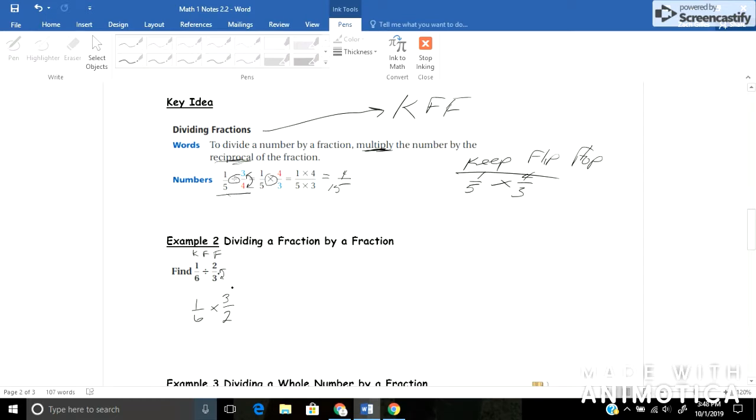And now it's just like last section for multiplying fractions. All you need to do is multiply the numerators, so this would give you 3, and multiply the denominators, which would give you 12. And I see that 3 and 12 have a common factor of 3, so I divide each by 3. And in most simplest form, I would get 1/4.